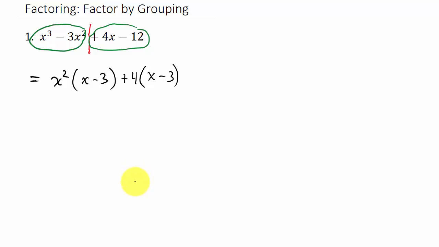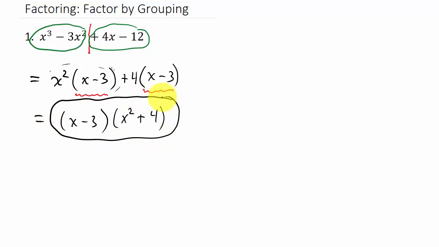Look at this. You see how we have a common binomial factor, the x minus 3? So let's factor that out and pull out an x minus 3. If we take an x minus 3 out of this, we're left with the x squared. And if we take the x minus 3 out of this one, we're left with the plus 4. And this would be your answer.